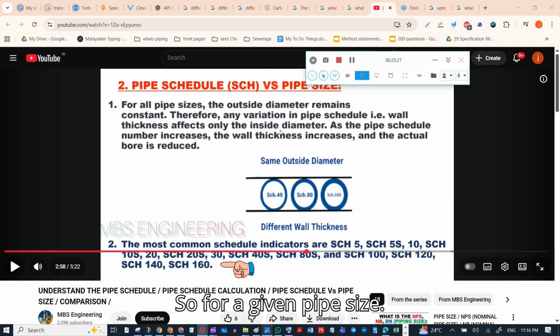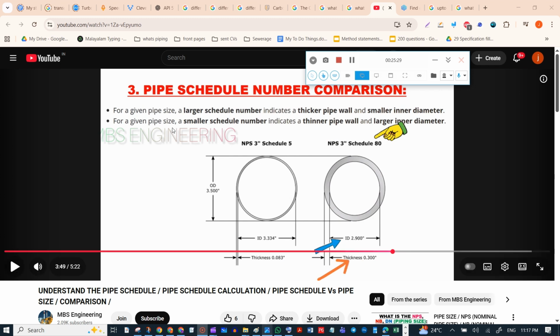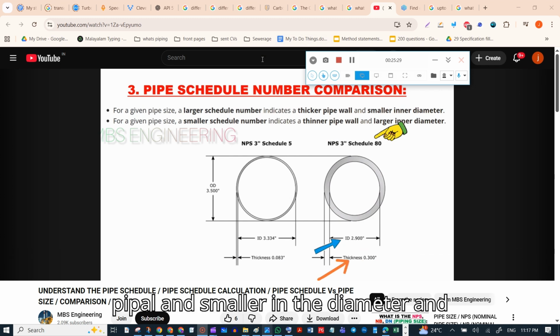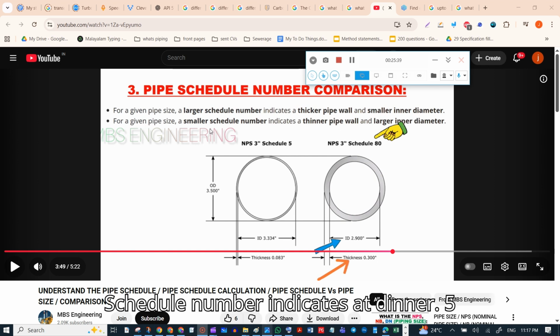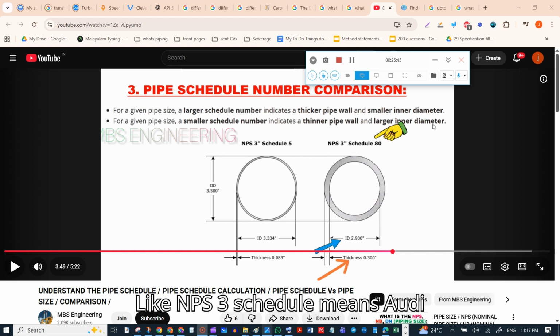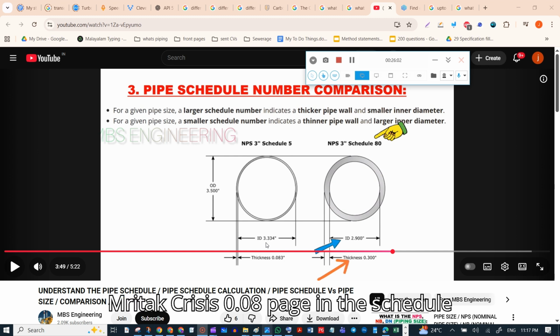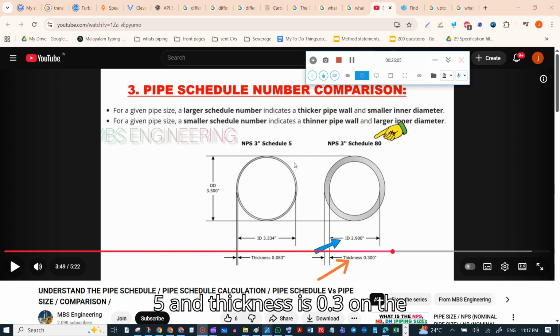So for a given pipe size, a larger schedule number indicates a thicker pipe wall and smaller inner diameter, and for a given pipe size, a smaller schedule number indicates a thinner pipe wall and a larger inner diameter. Like NPS 3 means OD is 3.5. It's also schedule 5 and schedule 80, but OD remains the same 3.5 inch, but thickness is increasing. Thickness is 0.08 in schedule 5 and thickness is 0.3 for schedule 80.